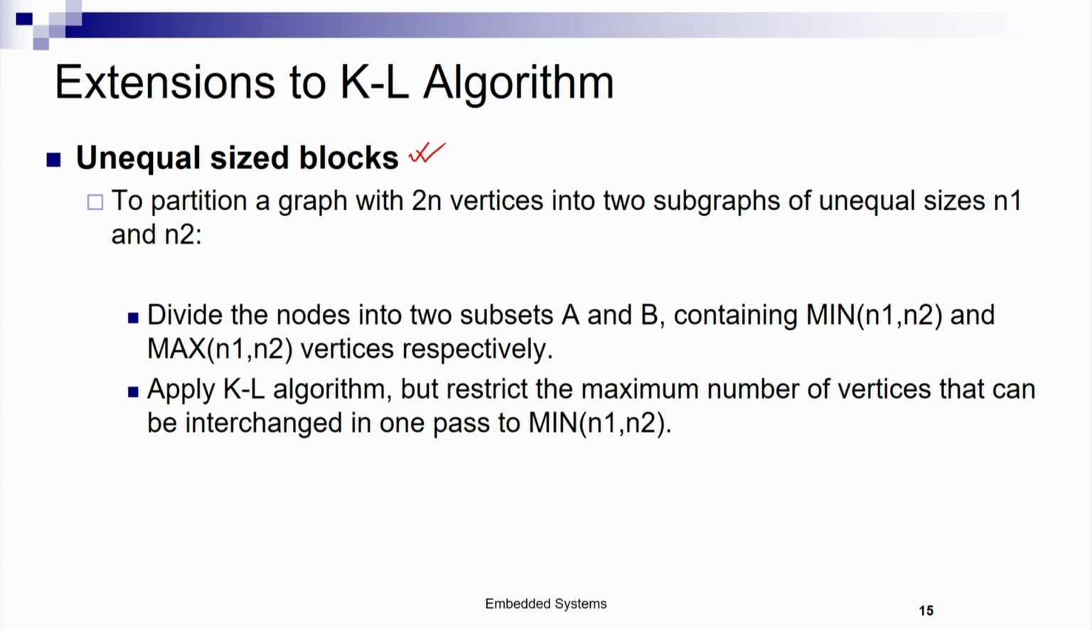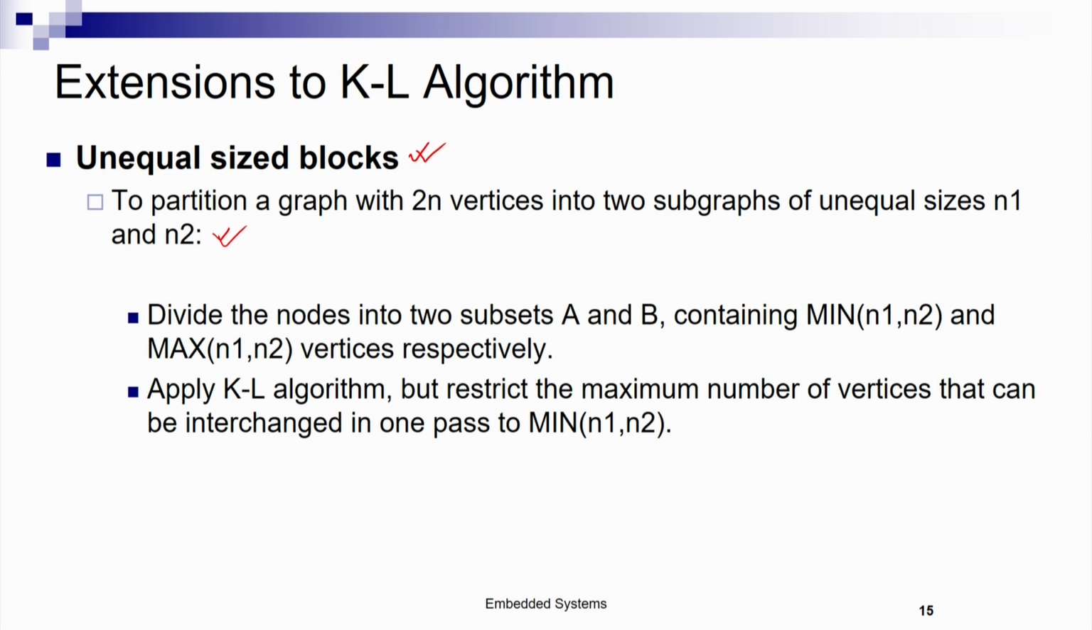The Kernighan-Lin algorithm can be extended to circumvent some of these problems. So, to partition a graph of 2n vertices into 2 subgraphs of unequal sizes n 1 and n 2. So, now I do not want an equal number of nodes, n and n, on each side of the partition. Let us say, for software I want n 1 nodes, for hardware I want n 2 nodes, and n 1 and n 2 are not the same. So, how can we extend the Kernighan-Lin algorithm to take care of this situation?